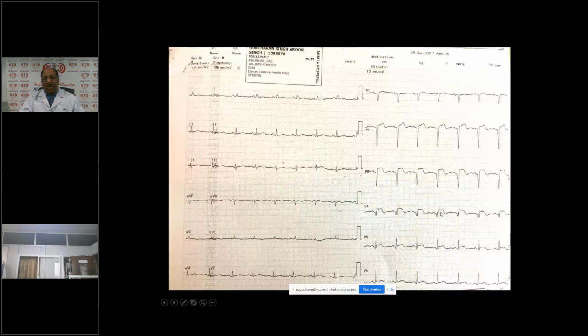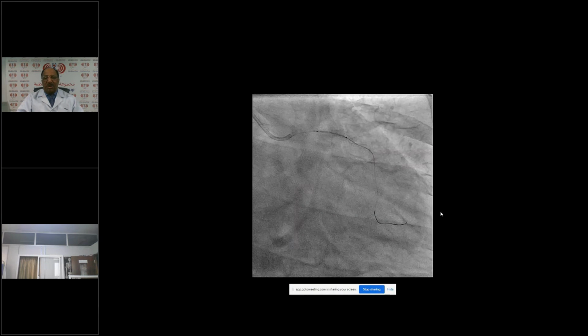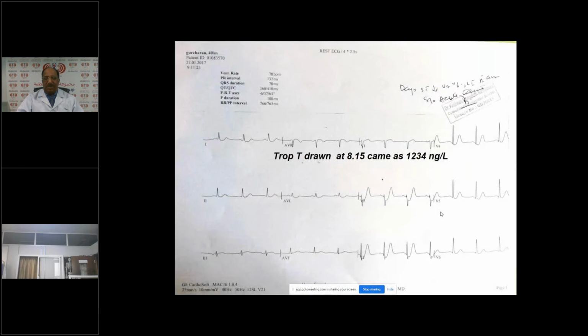So what really went wrong? The problem was the typical nature of the chest pain was ignored. That was the most important thing. A central chest pain in a patient who is a 48-year-old smoker should have been considered, and the patient should not have been sent home. The ECG findings, the classical De Winter sign, was completely missed.